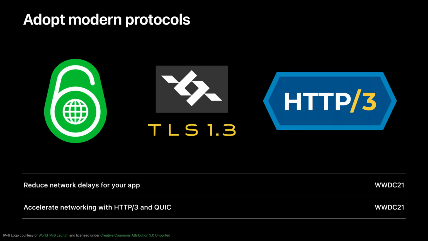Now, I will go over a few simple actions you can take to reduce latency and make your app more responsive. You can reduce your app's latency significantly by adopting modern protocols such as IPv6, TLS 1.3, and HTTP3. And all you need to do is use URL session and network framework APIs in your app, and these protocols will be used automatically once they are enabled on your server.